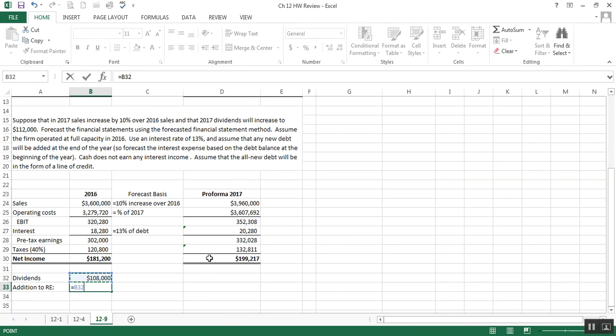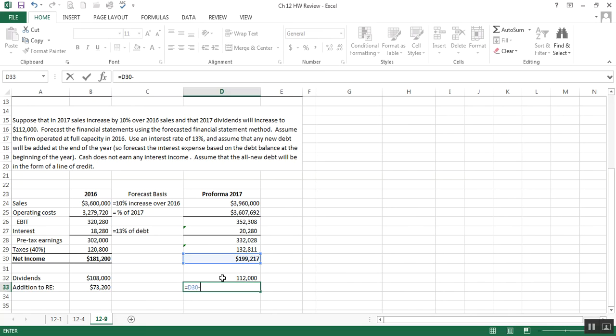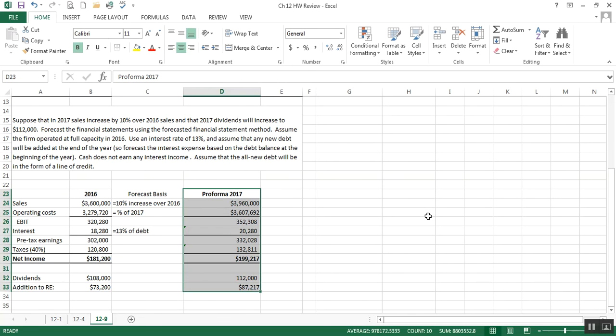Here, our addition to retained earnings is simply net income minus dividends. And we know that our dividends for 2017 are going to be equal to $112,000 per the information given to us. So we can calculate our addition to retained earnings as $199 minus the $112, which is $87,217. So that's how we would calculate our 2017 pro forma income statement.